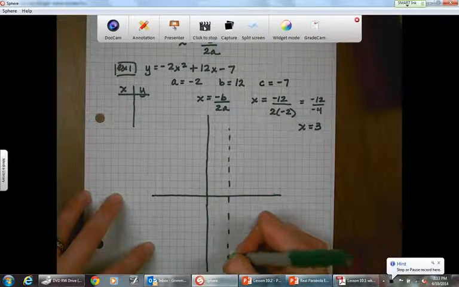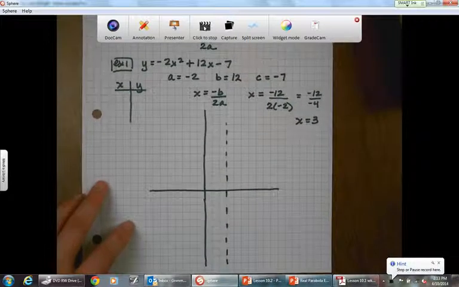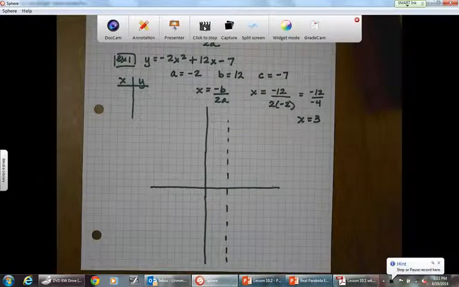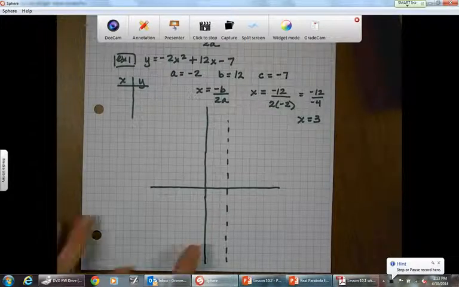Okay, I know that my parabola is going to fall on that line, and my vertex is going to fall on that line. Okay, all right, so now, and I also know what else is it. Can anybody tell me anything else they would know about this parabola?